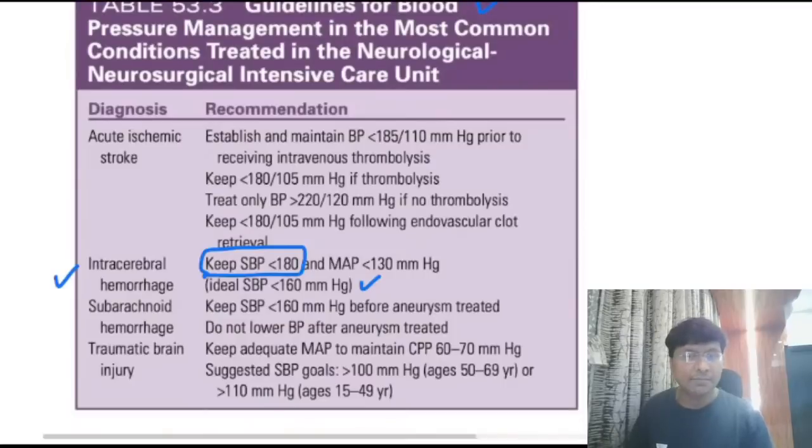Right? There is no harm in keeping the systolic blood pressure less than 180. But how much should be the ideal systolic blood pressure? Less than 160 millimeters of mercury. And mean arterial pressure should be less than 130 millimeters of mercury, right?